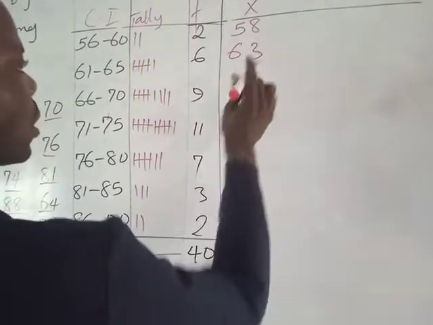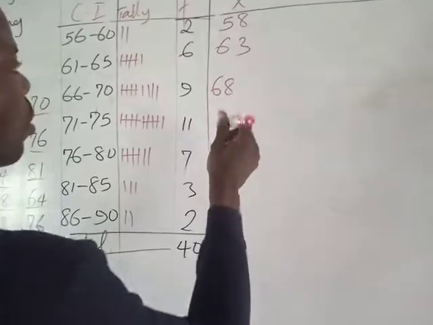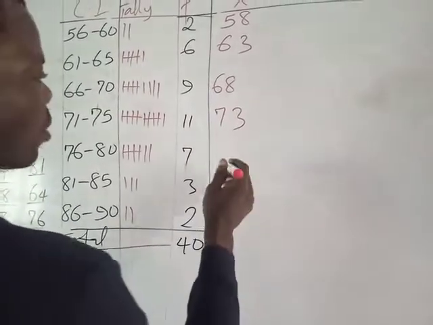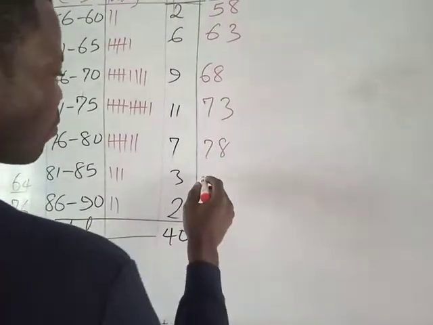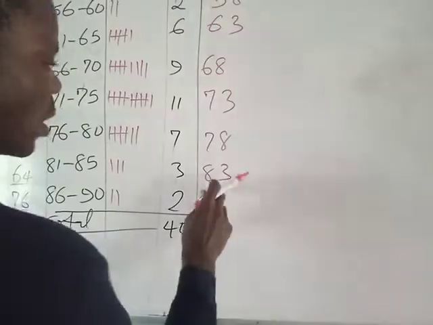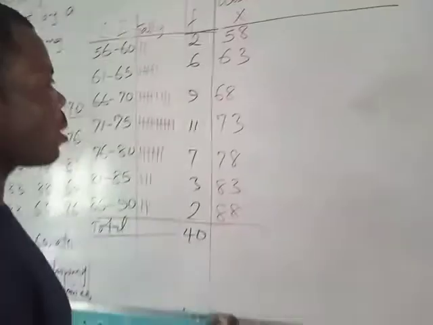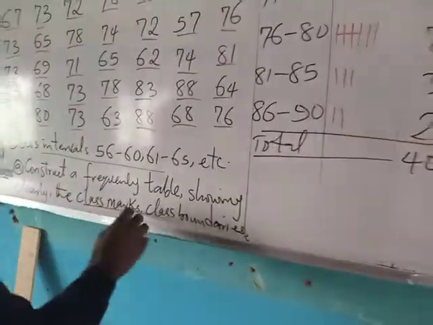So 5 plus this, we're going to have 68. When you add 5 again, we're going to have 73. 73 plus 5, we're going to have 78. 78 plus 5, we're going to have 83. And 83 plus 5, we're going to have 88. So this is our class mark, which is the second one. We are done with the class marks.